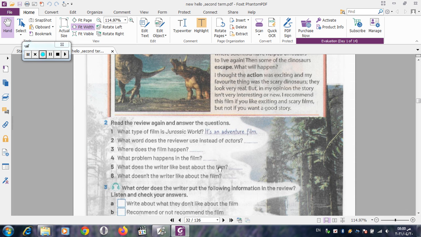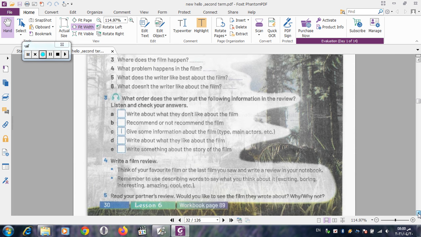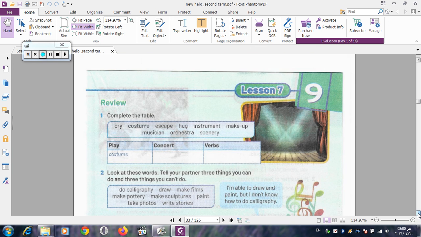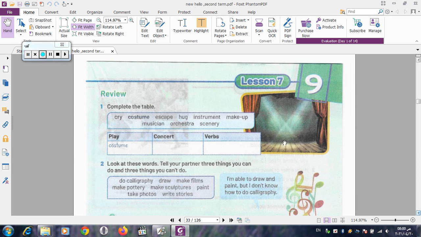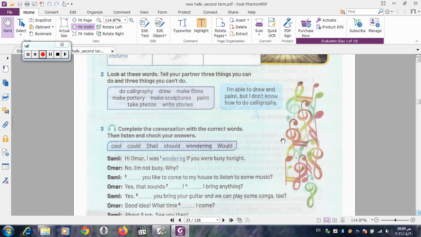We have here some questions, so easy questions, you can answer them by yourself, and we answer them in the class, by the way, for those who attend. Complete the table. We have here, this is review: cry, costume, escape, hug, instrument, makeup, musicians, orchestra, scenery, play, if it's a play, concert, verbs, and so on. So you can answer these questions at home. They are so easy. So this is the end of our unit.